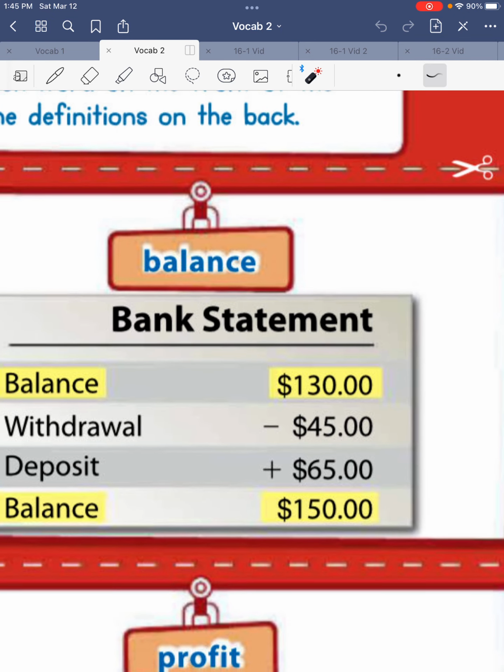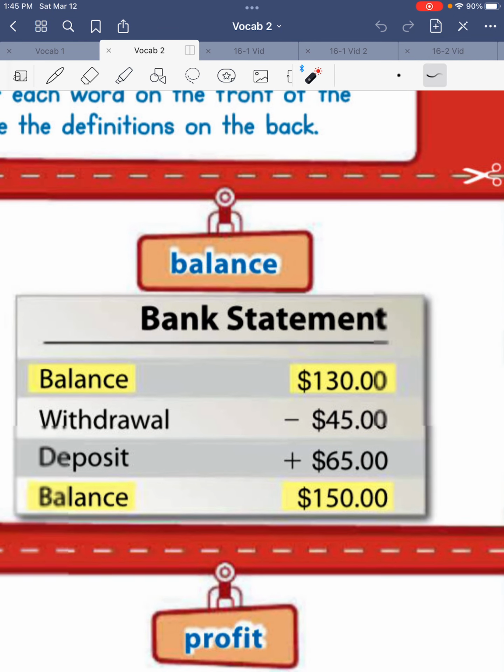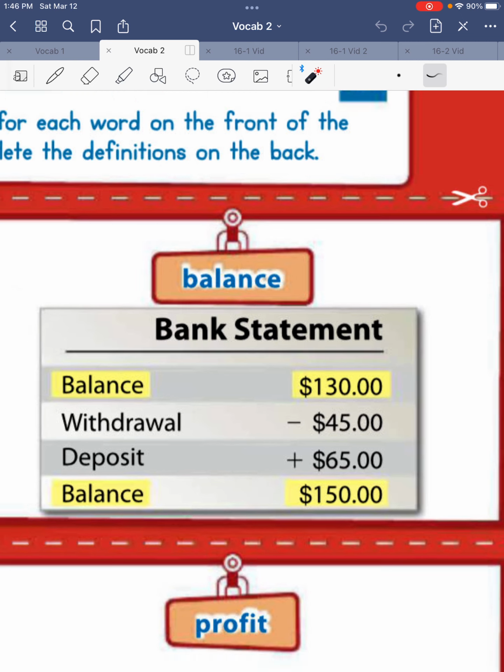Okay. Next one is balance. So balance is just the amount of money in your bank account. Okay, so if your parents go to the bank and they ask, I want to know what my balance is, they're just asking, I want to know how much money I have in my bank account. Okay, that's the balance.